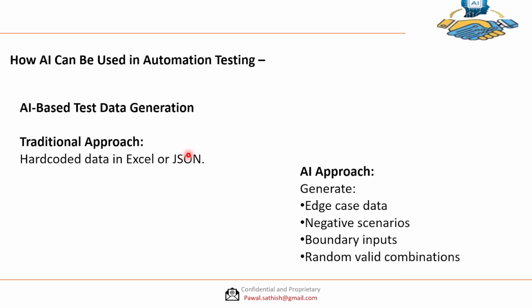Next, AI can be used in test data generation. The traditional approach is creating test data either in Excel or JSON, and after that providing it to TestNG. Instead, using AI, we'll quickly create edge case data, negative scenarios, boundary inputs, and random valid combinations, and then provide the same to TestNG. So no need to spend additional time creating test data.